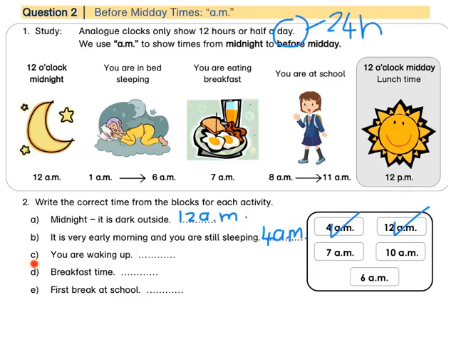Then for C, you are waking up. This is going to be at about 6 a.m., before breakfast time. So at 6 a.m. you are waking up. Then breakfast time we know is around 7 a.m. And lastly, around about first break at school will be 10 a.m. in the morning. 10 a.m. means it is still morning. It is before lunchtime. Make sure that you have completed all of number 2 and that you understand them in your workbook.